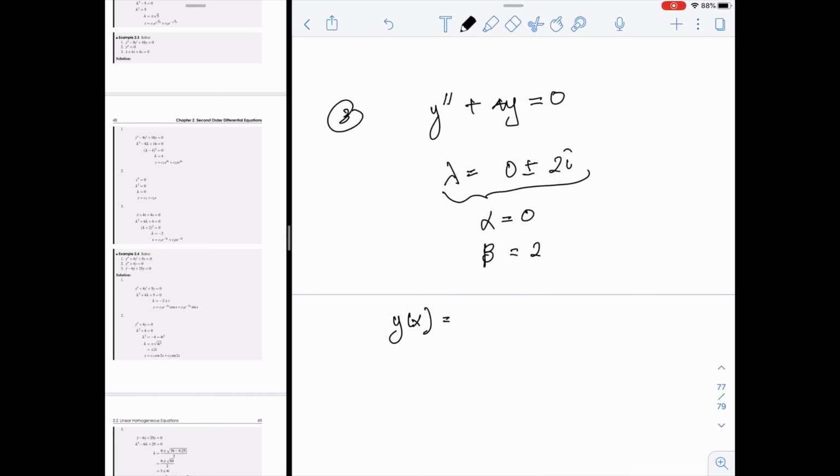y(x) equal to, remember that you need to have c1 and then exponent 0x cos beta x, and then you will have c2 exponent 0x sine 2x. So you simplify over here, and you will get c1 cos 2x plus c2 sine 2x.